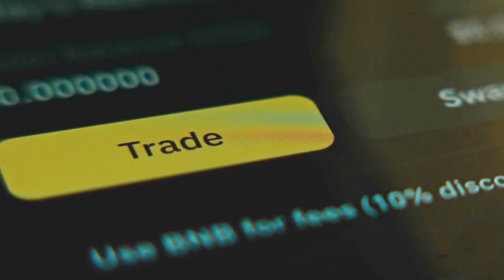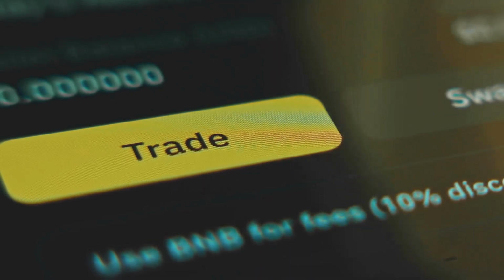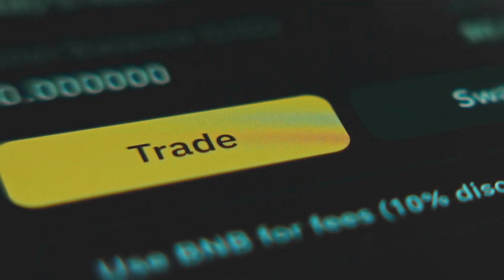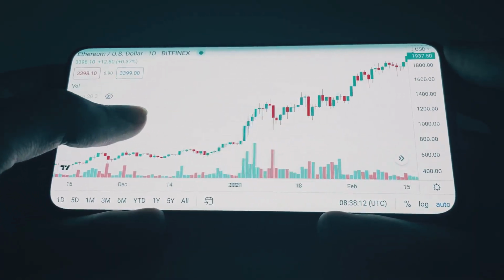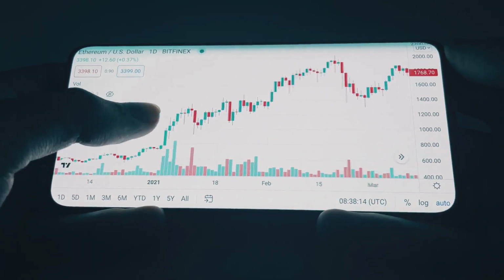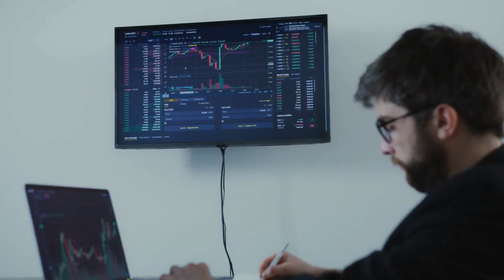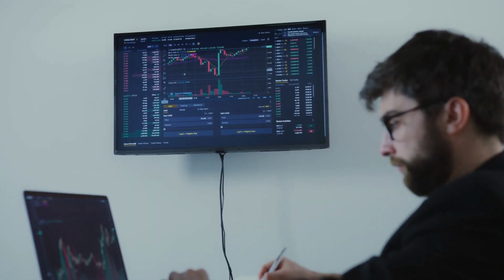MT5 is also great for running automated trading robots, which are called expert advisors or EAs. So MT5 is where the real action happens, where your trading decisions turn into actual buy or sell orders in the market. It is a robust platform built for execution.